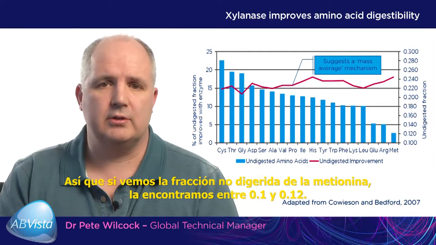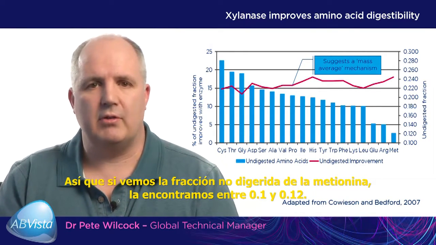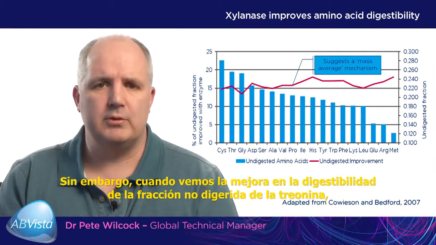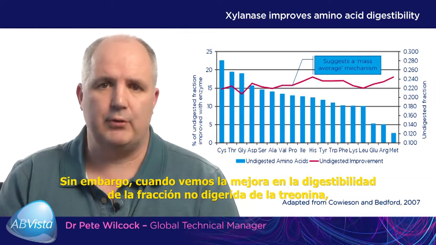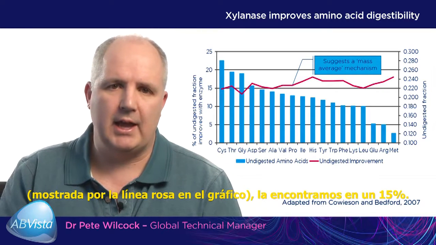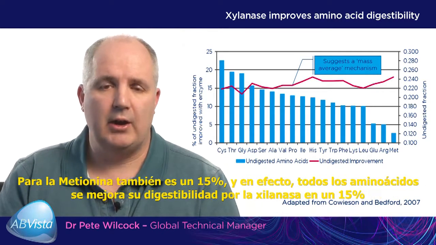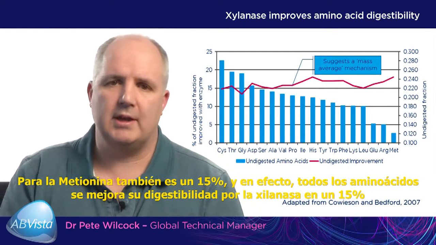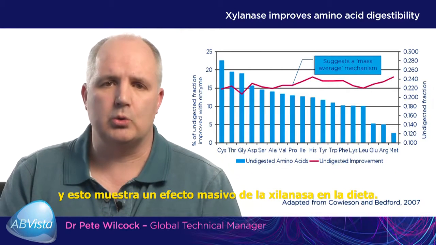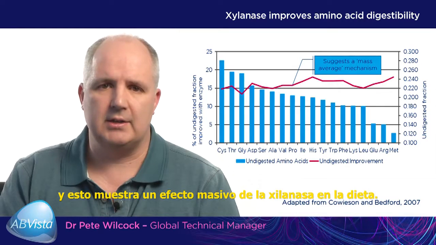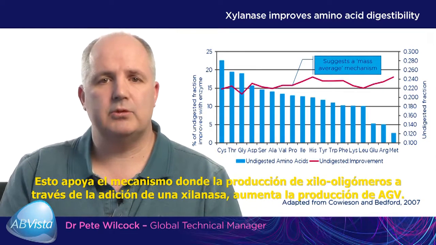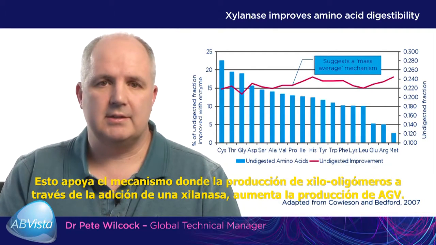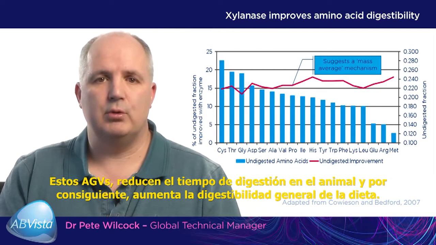So if you look at the undigested fraction of methionine, you find that the undigested fraction is around about 0.1 to 0.12. However, when you look at the improvement in digestibility of that undigested fraction for threonine, which can be depicted by the red line, it's around about 15%. And also for methionine, it's 15%. And in effect, all the amino acids are improved by the Xylanase by 15%. And this shows that you have a mass action effect of a Xylanase on the diet. This helps support the mechanism whereby you are producing the volatile fatty acids, slowing down that digester and improving overall feed digestibility.